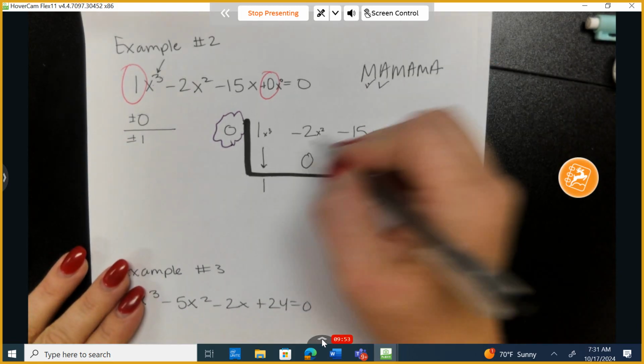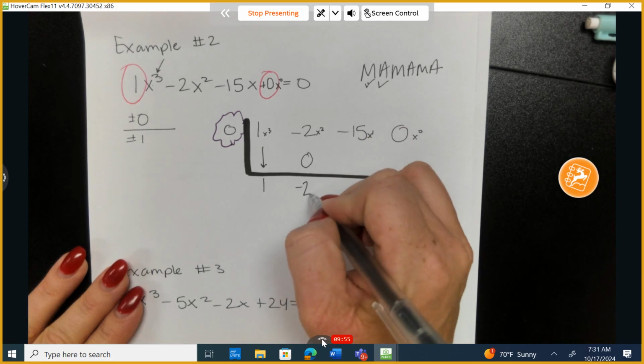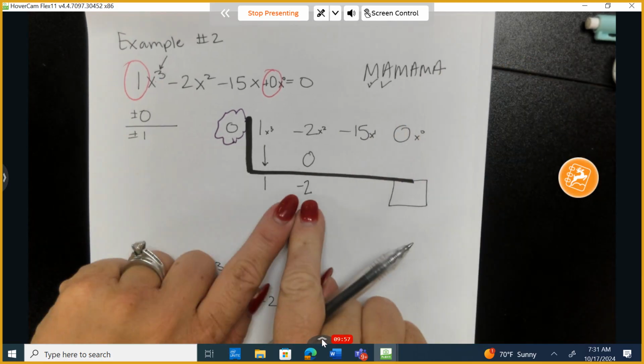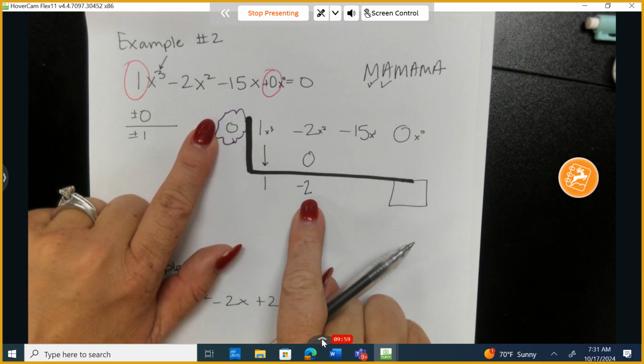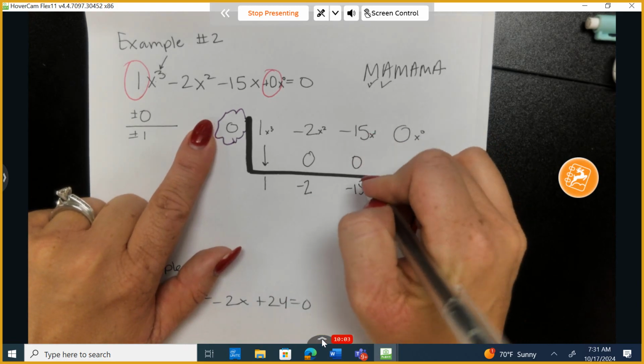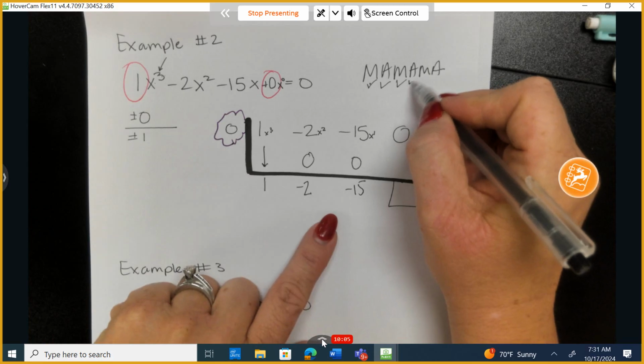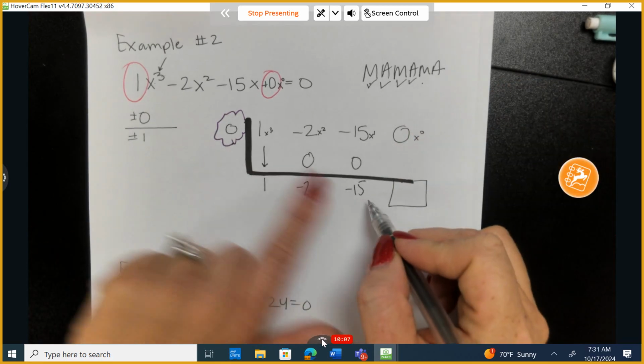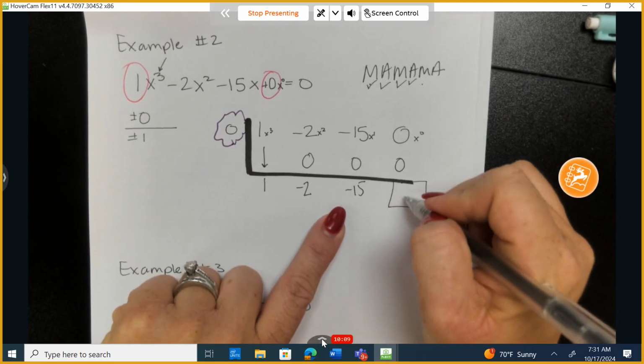Okay, now I'm going to add straight down. -2 and 0 is -2. Time to multiply again. -2 times the magical number is 0, and I add straight down. Okay, it's time to multiply again. Negative 15 times 0 is 0, and I add straight down.